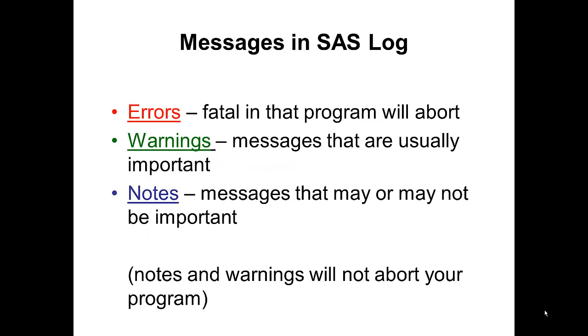I want to focus a little bit more on the messages that can appear in your SAS log. There are 3 types of messages. Errors are just that. The code you submitted was incorrect in some way. SAS could not understand 1 or more statements. SAS will stop your program and you will usually not get any output. Errors show up in red, and so they are easy to spot.